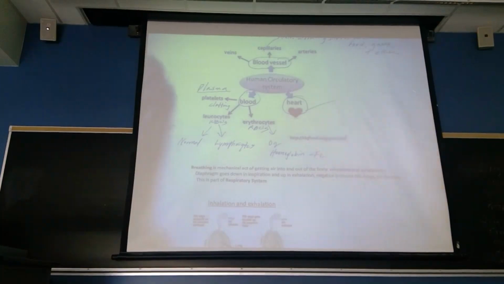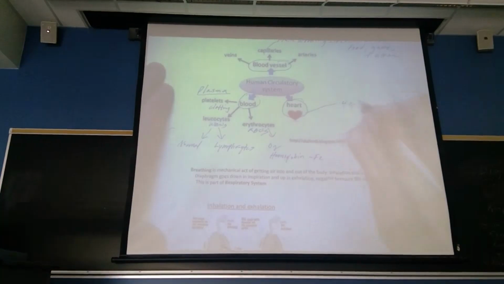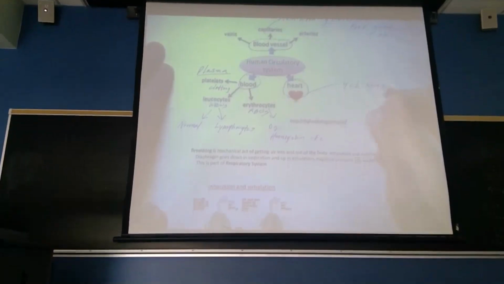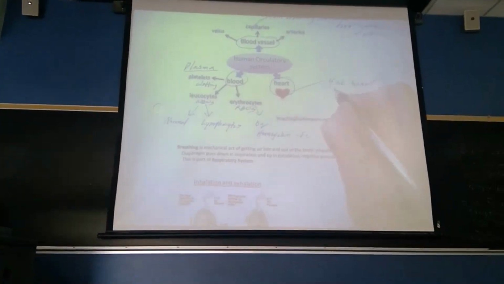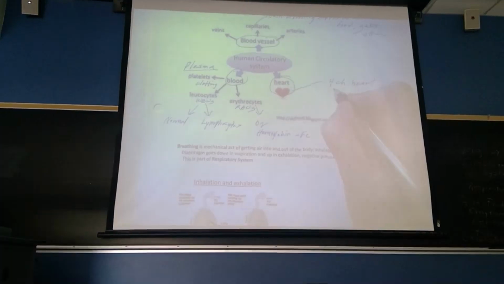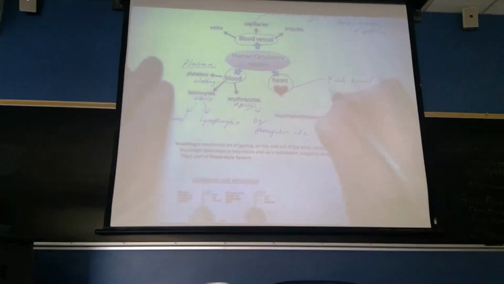The heart, we're going to spend quite a bit of time on, the four-chamber heart. Which side is the aortic arch? For mammals? Left. Aortic arch.